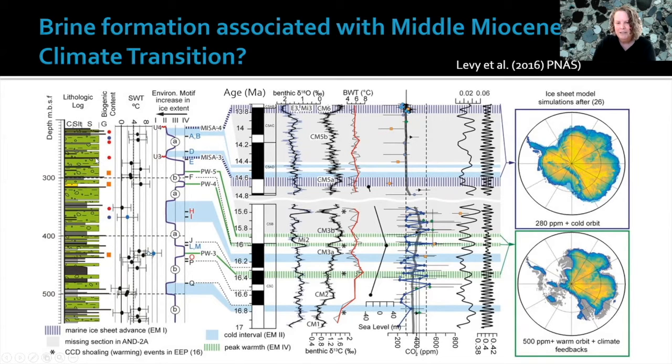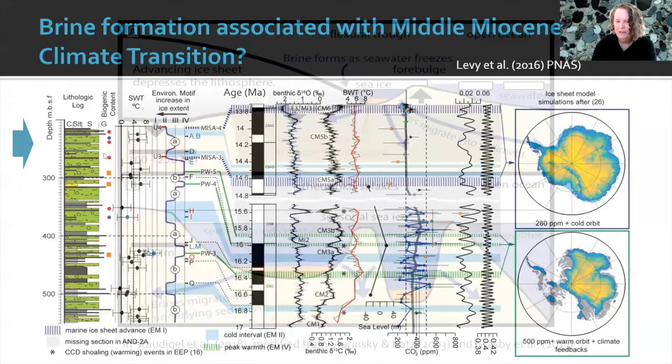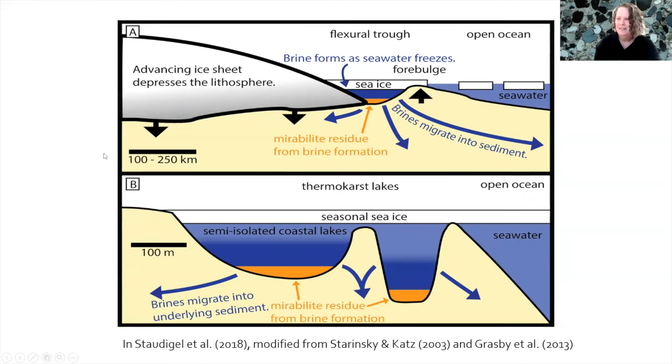So the clumped isotopes, again, suggest that this interval of the core was at or near the seafloor at the time of brine emplacement. So these relationships overall imply a connection between brine formation and the mid-Miocene climate transition, a time of climate cooling and ice sheet expansion. So the idea here is that this timing supports both of these scenarios.